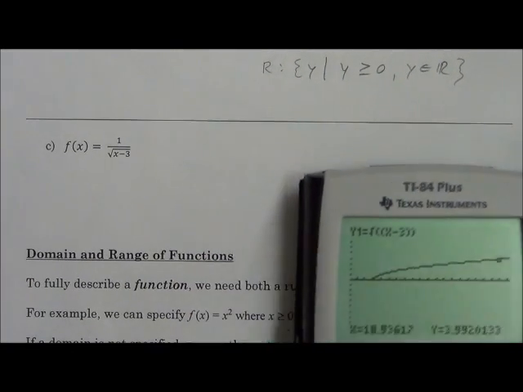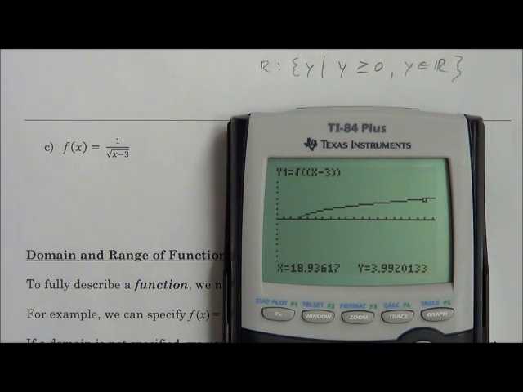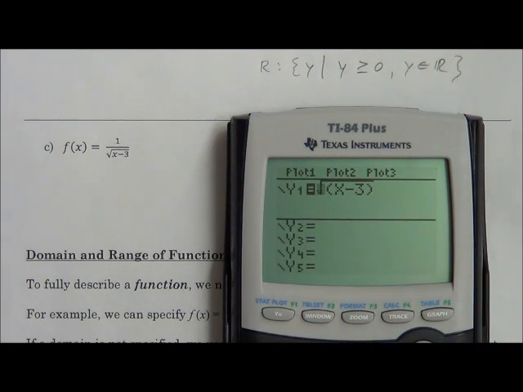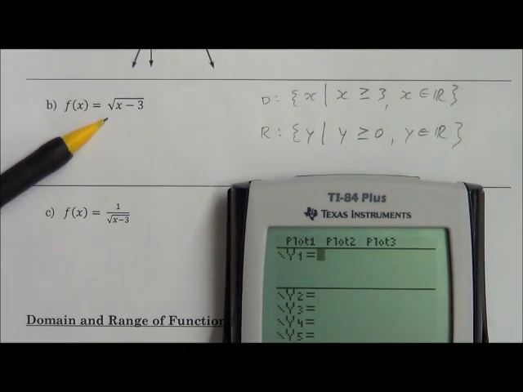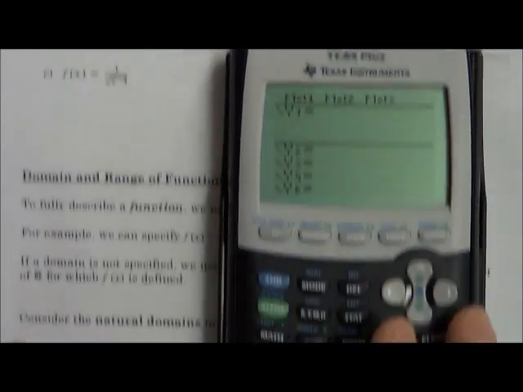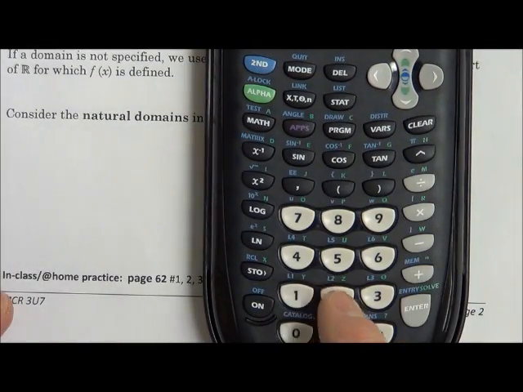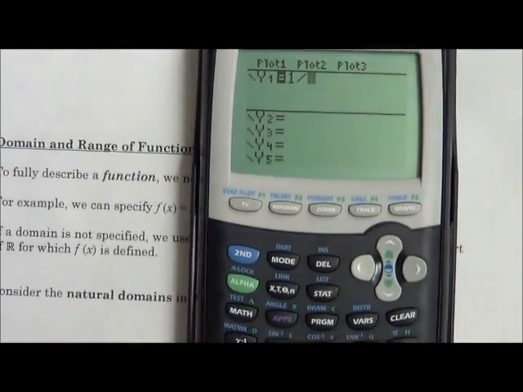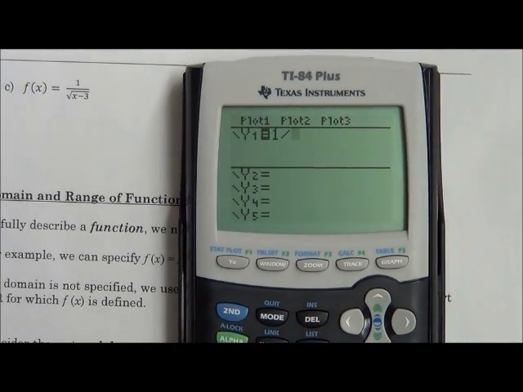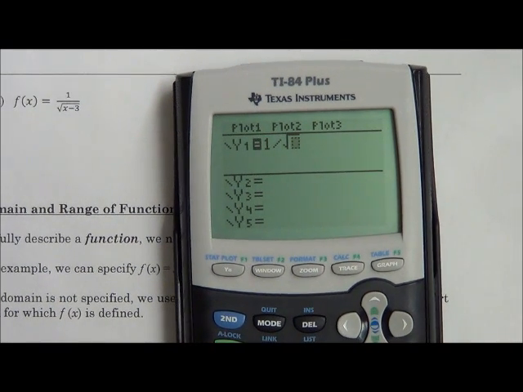And if we then take a look at this next graph, I'm going to go back into y equals. I'm going to clear y1 because I don't need that anymore. And now I'm going to say, well, let's see what the reciprocal of this is. So this is the reciprocal of this graph. Let's take a look at what that looks like. So I'm going to say 1 divided by, and then I'm going to put this in brackets again. Put the square root, and I'll do x minus 3 again, close the brackets, enter.